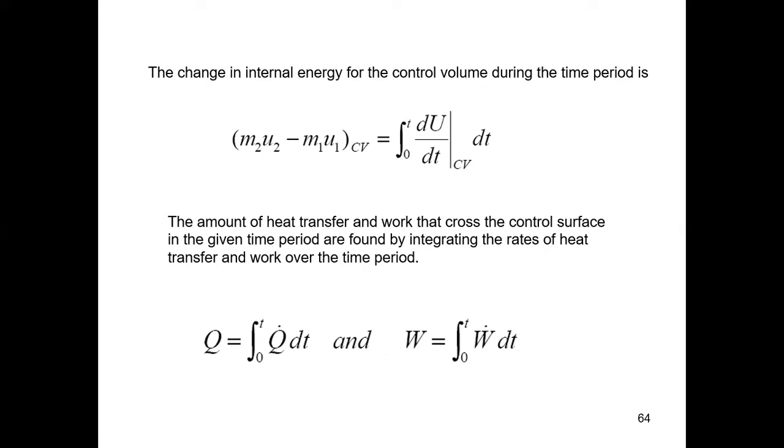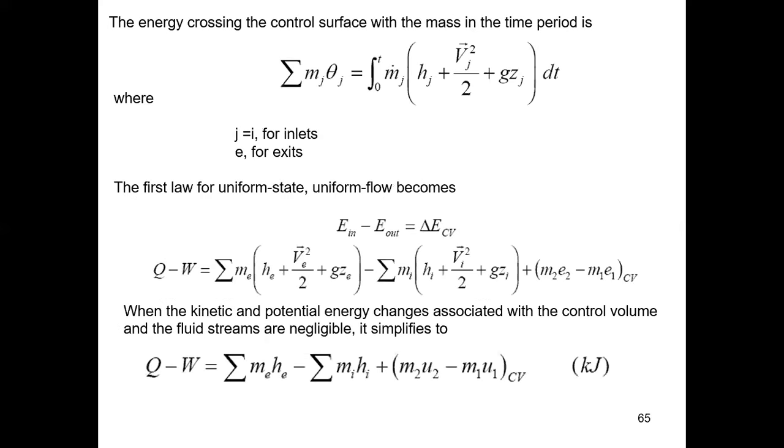The change in internal energy of the control volume during the flow period is M2 U2 minus M1 U1, which over the control volume is the integral from 0 to T of du by dt times dt. Or Q is equal to the integral from 0 to T of Q dot dt and W is equal to the integral of W dot dt. Okay, the first law for uniform state, uniform flow becomes Q minus W equals enthalpy exiting minus enthalpy coming in plus M2 U2 minus M1 U1. The last equation is important.